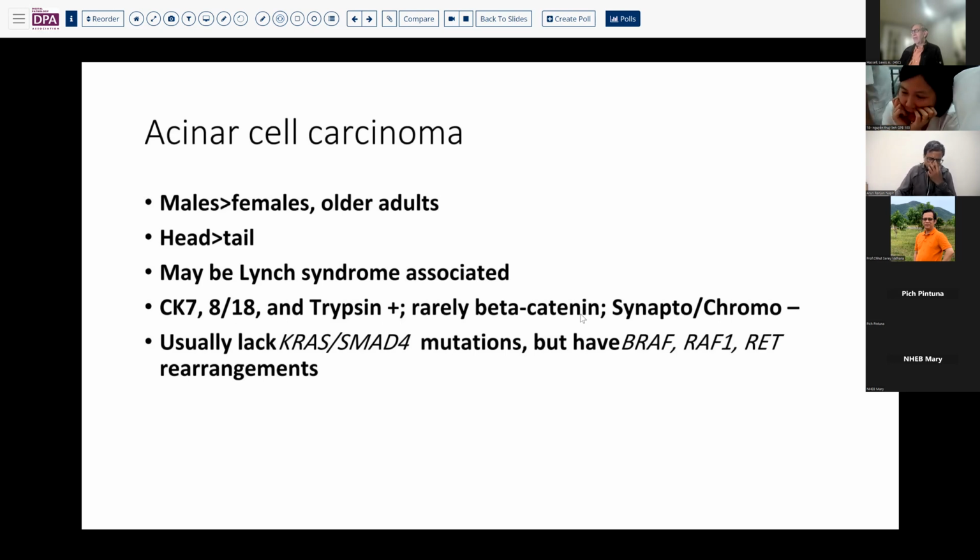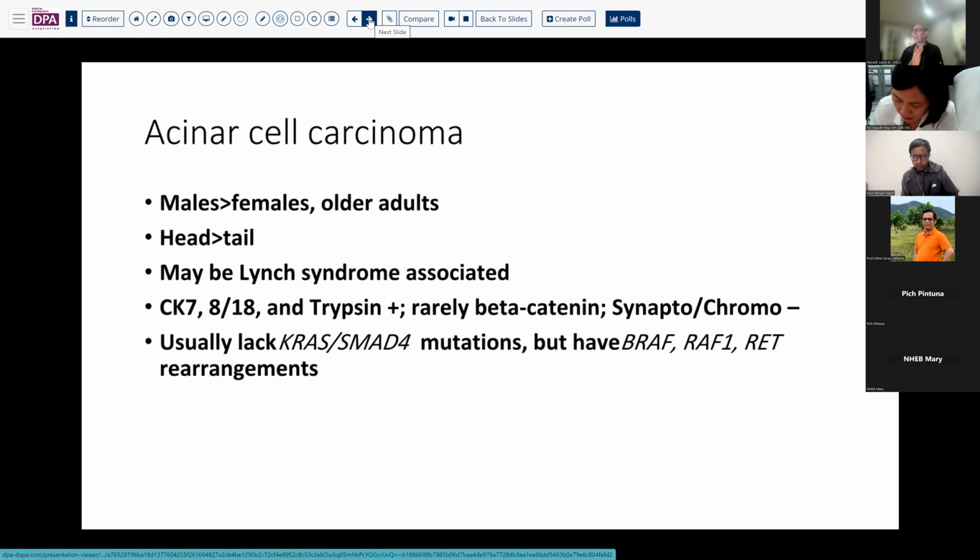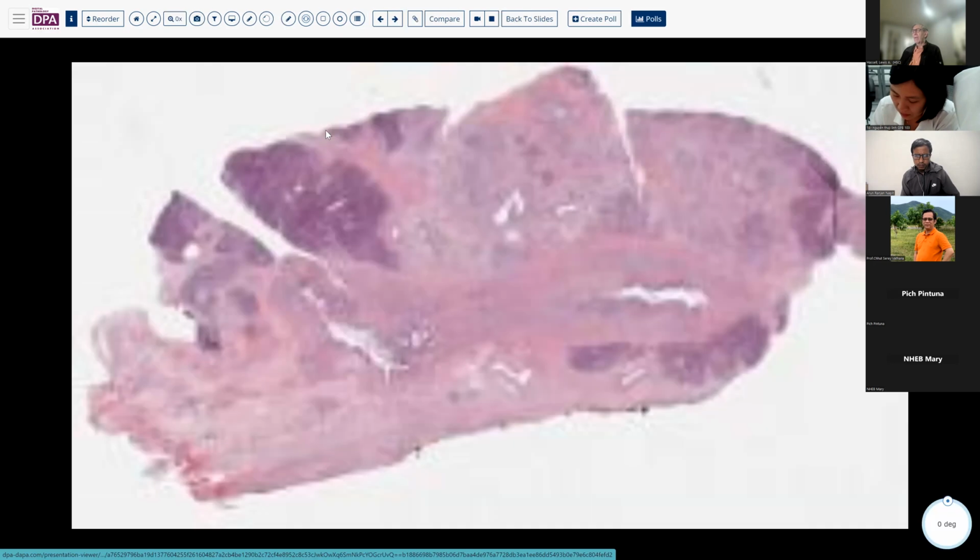But the overlap here is that this can also occasionally be beta-catenin positive. And so you could be thinking solid pseudopapillary tumor, except that the age group won't match. Now, if you are able to do molecular genetics, in contrast to the usual ductal carcinomas, you will not find KRAS or SMAD4 mutations, which are very common in ductal pancreatic carcinoma. These instead tend to have BRAF or RAF1 or RET rearrangements or all three. And so there's a different molecular biology going on in this tumor, and that, of course, explains different responsiveness in many respects.